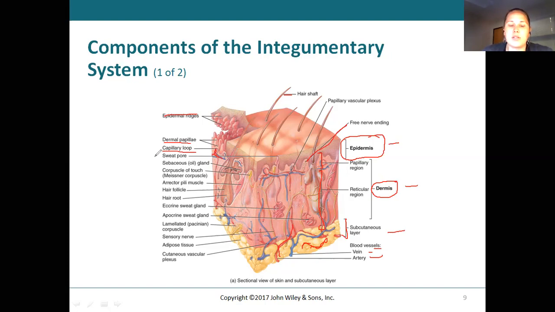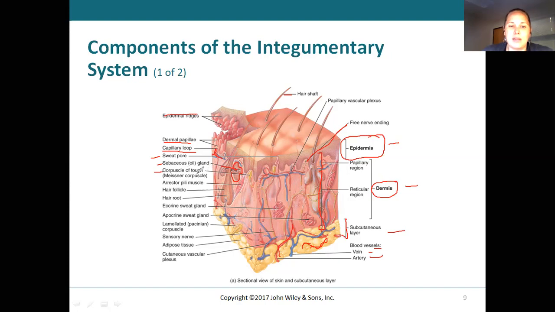Present also are things like the sweat pore. So this is how your sweat is going to be released onto the surface of your skin. You can see deeper to that your sebaceous oil gland. And if we look at the structure there, we've talked about in the past the different structures of glands, so you can see what that sebaceous oil gland looks like there, and we'll talk about that structure a little bit more when we talk about the dermal layer.